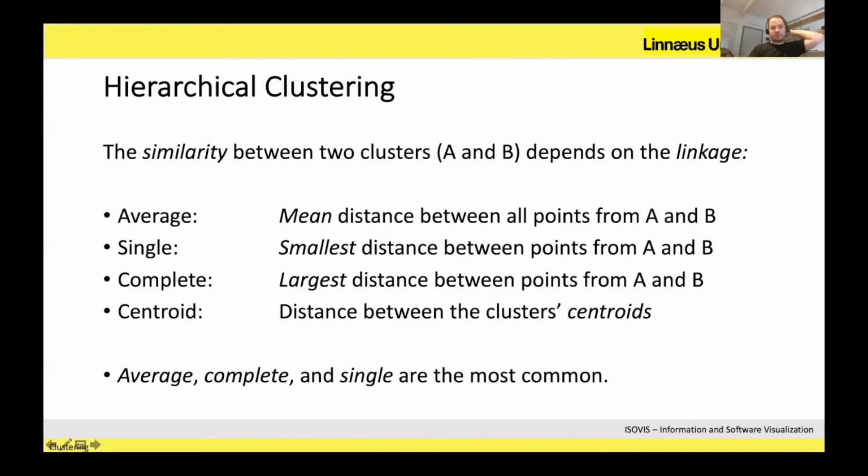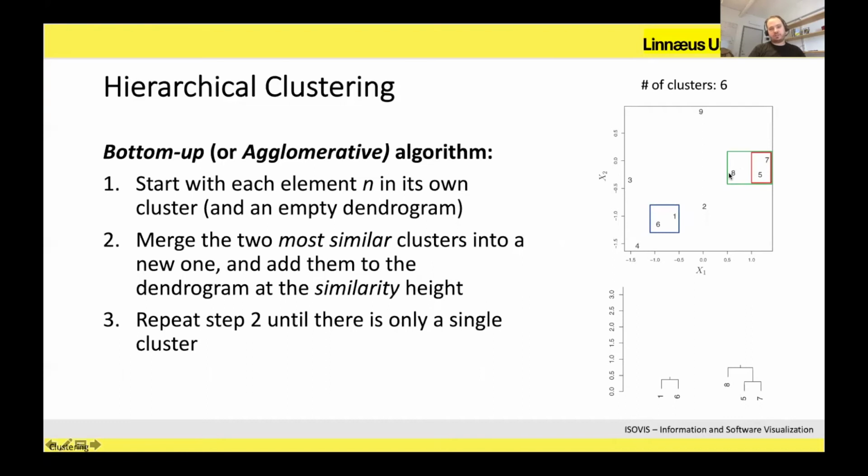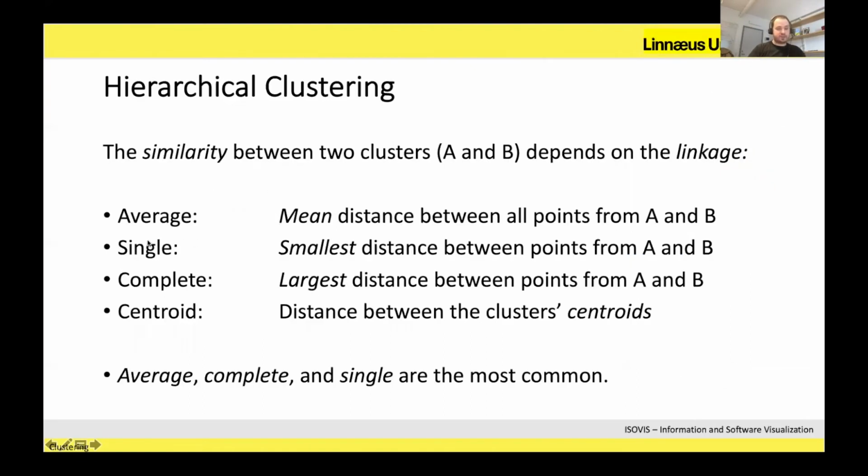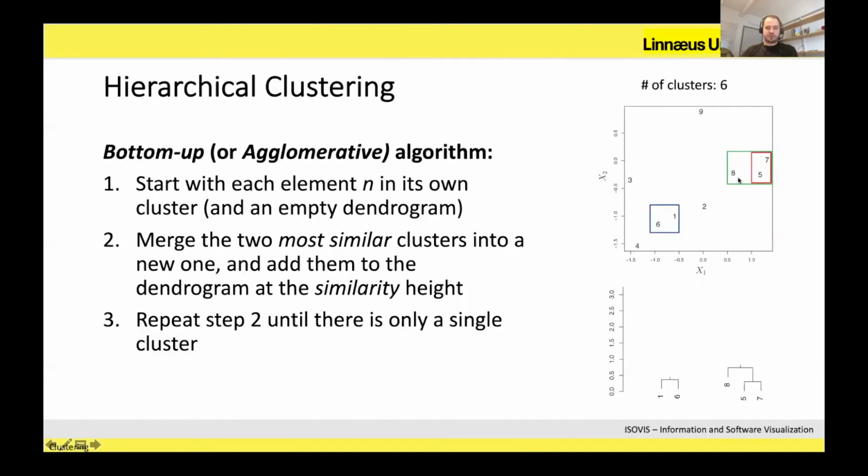Actually, the 4 main ones are the average, for example. So it's the mean distance between all points from A and B. So in this case, average would be the distance between 8 and, let's say, the centroid of this cluster, because that would be okay, this is what I consider as being the distance between the 2 clusters. It could be single, which is the smallest distance between points from A and B. So in this case, it would be the distance between 8 and 5, because 5 is the closest to 8, between 5 and 7. So it's 8 and 5. This distance would be considered as the cluster distance.